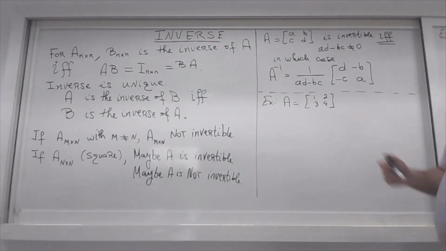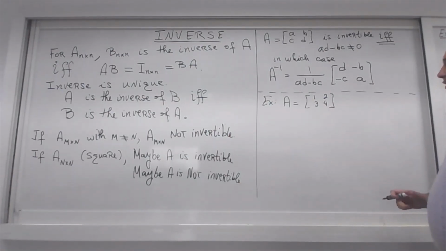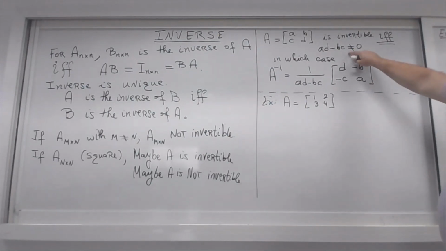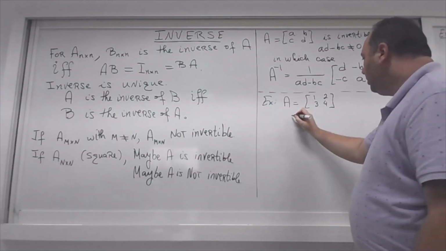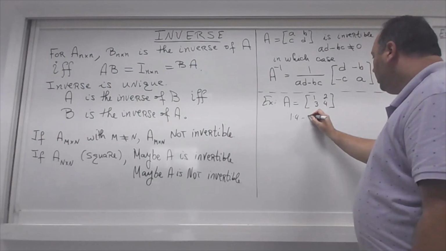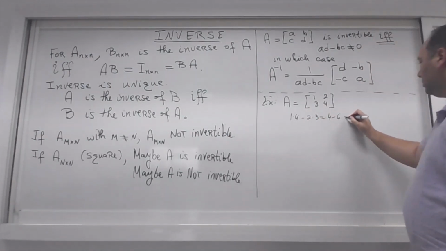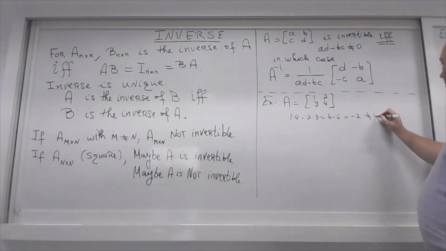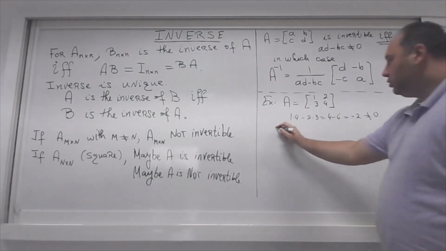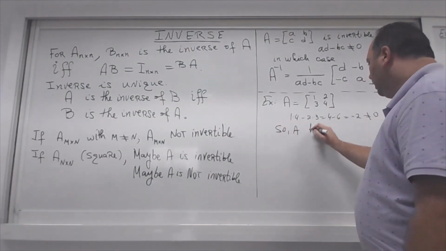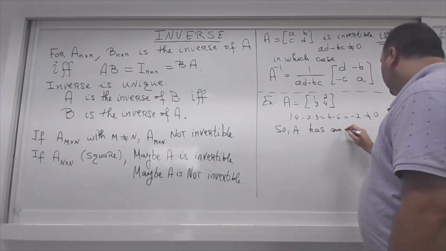So if I have a cute matrix like this, can I compute the inverse? First thing is to verify the condition. So I have 1 times 4 minus 2 times 3. So 4 minus 6 is negative 2. So this is different from 0. So A has an inverse.